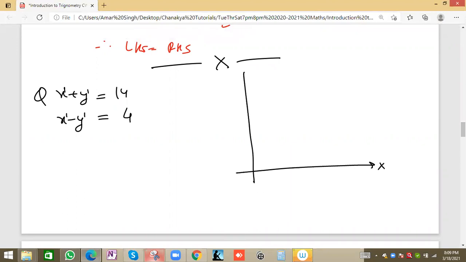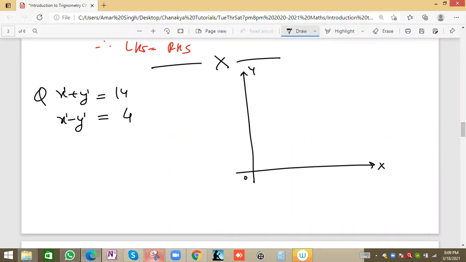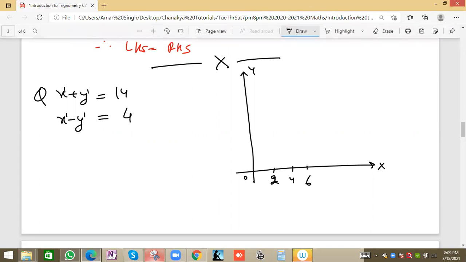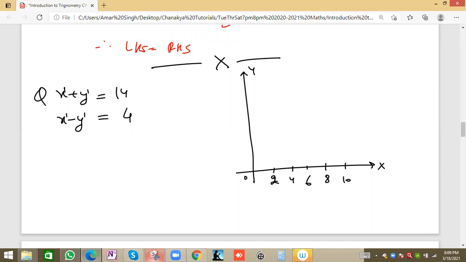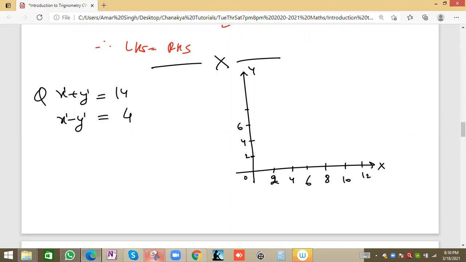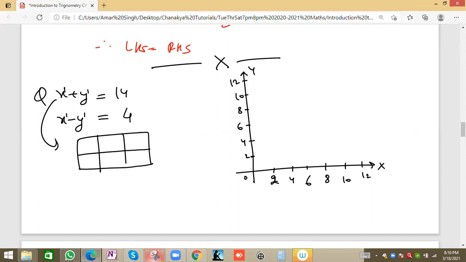So we write x and y here, and take equal gaps on the axes. Since 14 is a higher value, we can take gaps of 2: 2, 4, 6, 8, 10, 12, on both axes. For the first equation we'll draw one table and find the values, because linear means straight line, and for a straight line we need a minimum of 2 points. We'll take x value and y value.